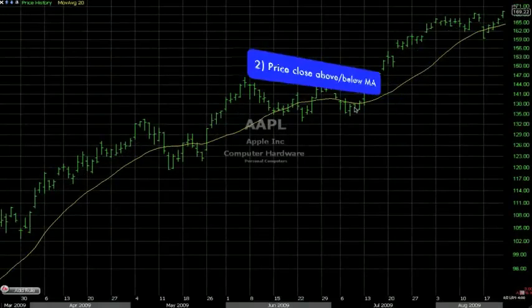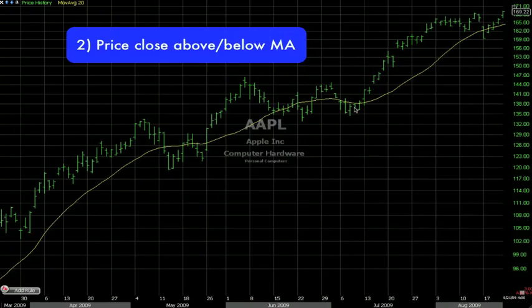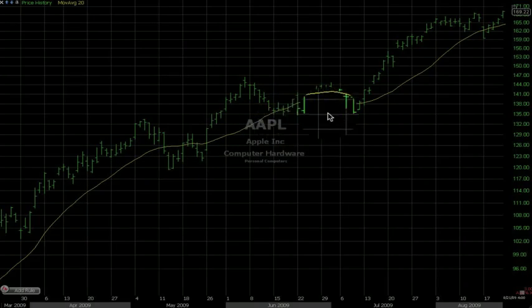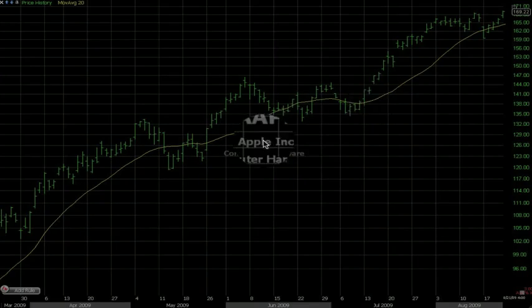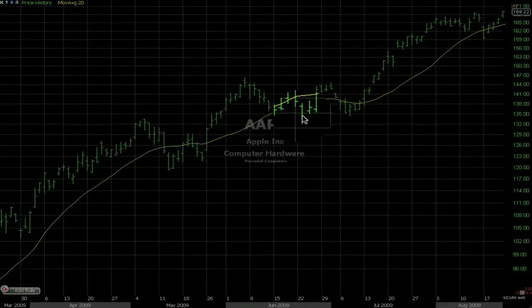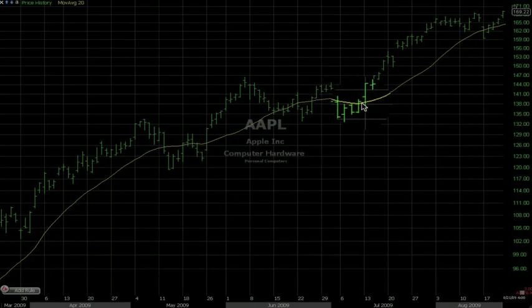The second way to use MAs for entries could be a close above the MA, or under for that matter. But in this case we do have an uptrend, so we only want to take long plays. So we're looking for closes above the MA. Preferably after an X amount of bars closing underneath, because we do need some pullback for us to give an entry. So a close above the MA here could be an entry. A close above here could be an entry. Or this one could be an entry.